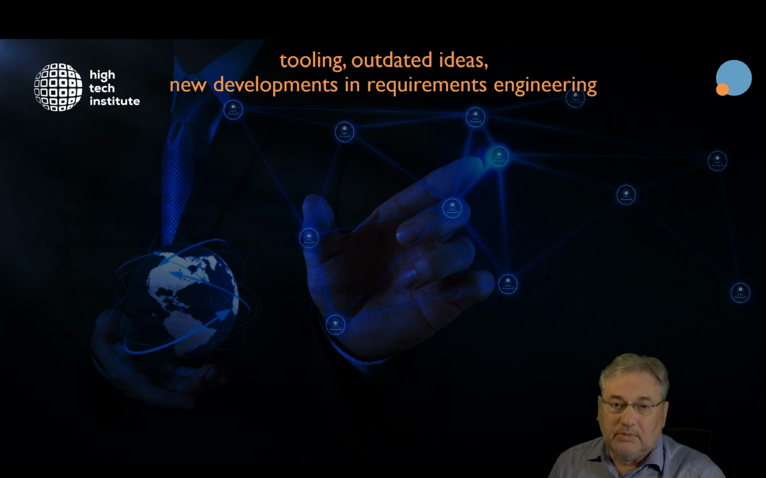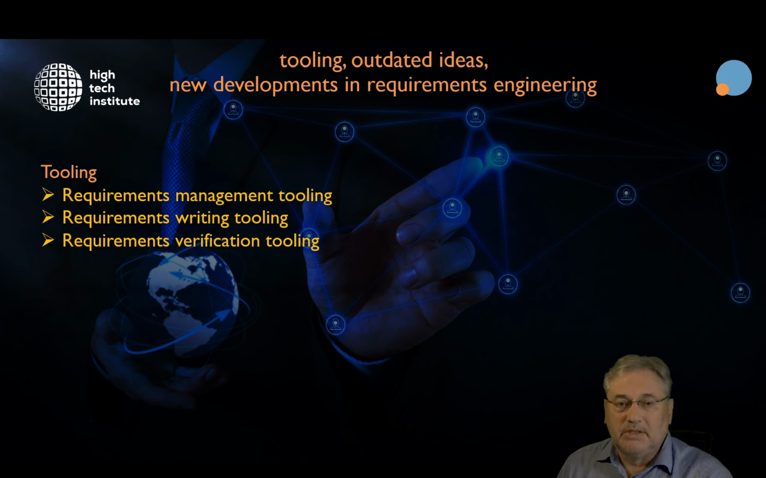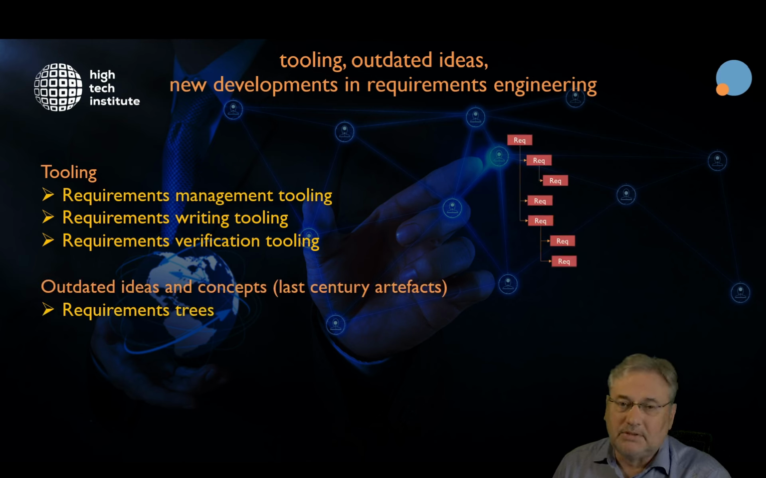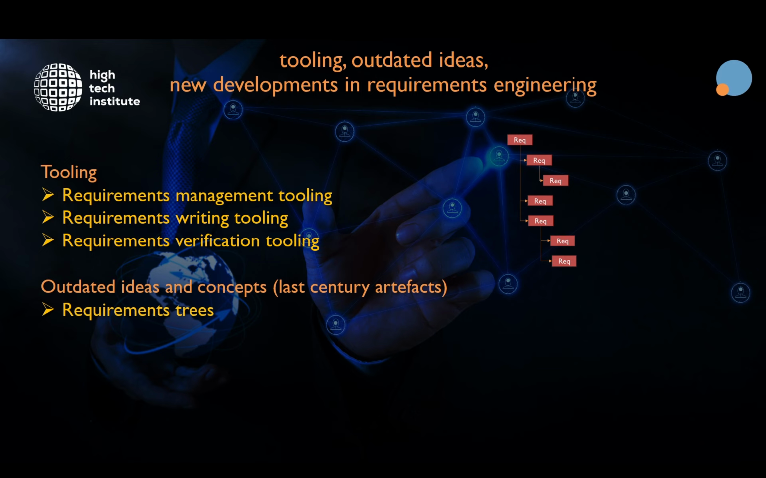We will also talk about tooling, because requirements management without tooling is a tough job. We also look at some tools that help us writing requirements and verifying requirements. There are two topics, and it may surprise you perhaps a little bit, but two topics that we like to get rid of, and those are requirements trees. So requirements trees, they suggest that requirements are depending on each other or are derived from one another. This is definitely not the case in practice.